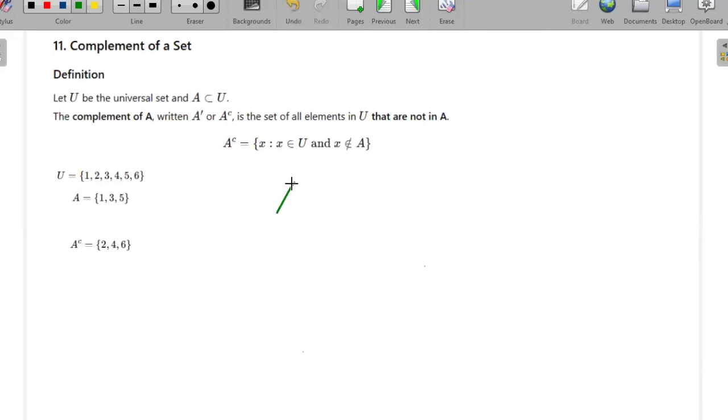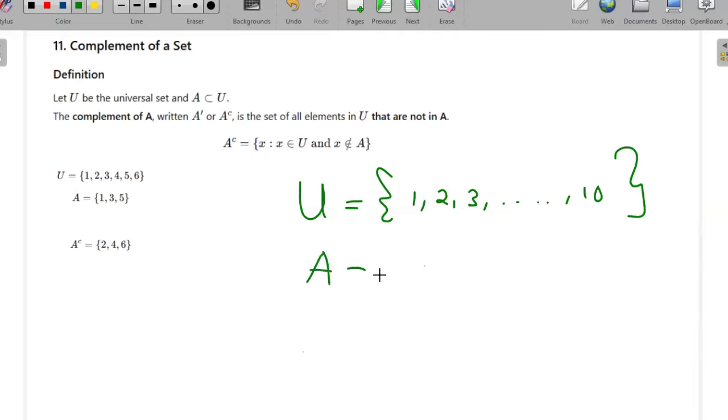Let me say the universal set contains the numbers 1, 2, 3, all the way up to 10. From here, I get a set A, which contains the numbers 1, 2, 3, all the way up to 8. If they ask me to find A complement, they're simply telling me to find the elements that are in the universal set but are not in the set A. That's what the complement means.